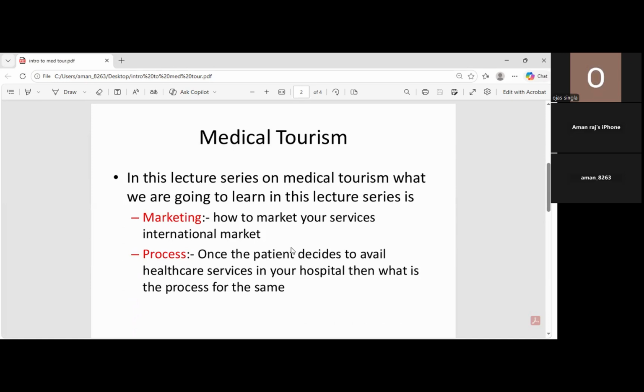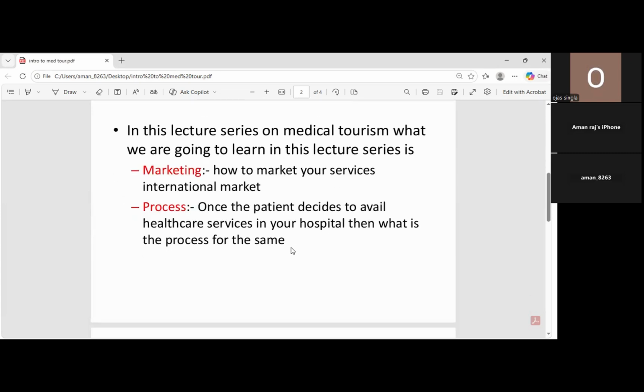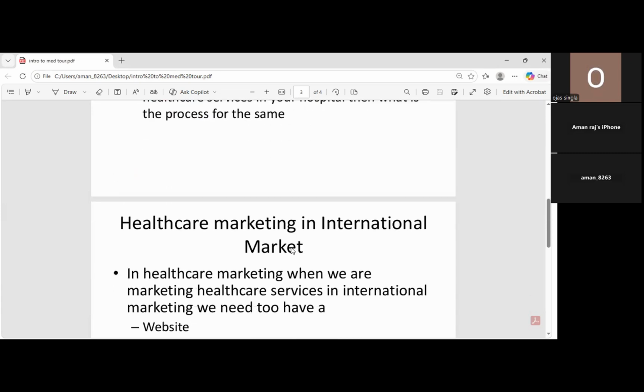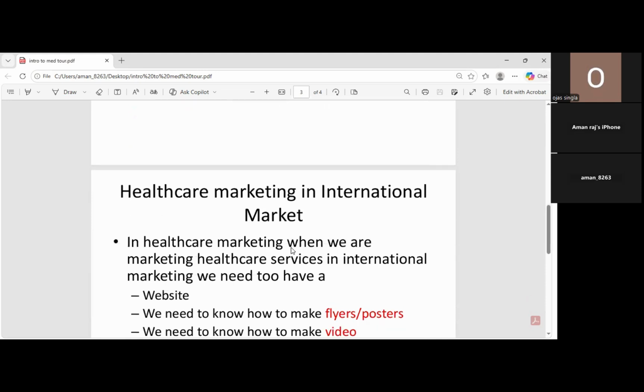How you are going to tell people in the international market that you have a hospital, you have a clinic, and you provide these kinds of services at discounted cost and whatever it is. How you are going to first market your services, and the second is process. Once the patient decides to avail healthcare services in your hospital, then what is the process for the same? So when we are talking about international healthcare marketing, what are we going to learn in this?